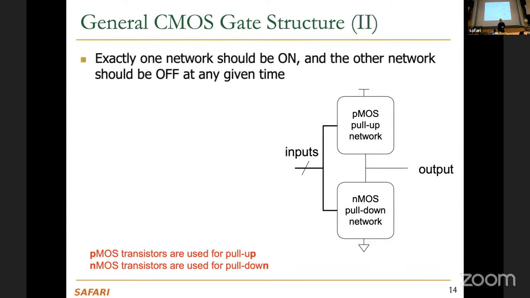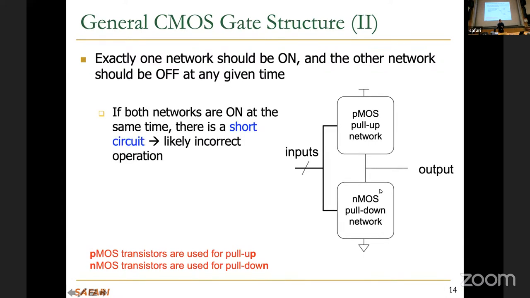Okay. So for this to work, exactly one of the networks should be on and the other network should be off at any given time. So either this is on and this is off, or this is off and this is on, okay? If both networks are on, you're in trouble because both power and 0 volts will be connected to the output, and that's essentially called a short circuit, and you will very, very likely get incorrect operation. If you don't get incorrect operation, you're very lucky.